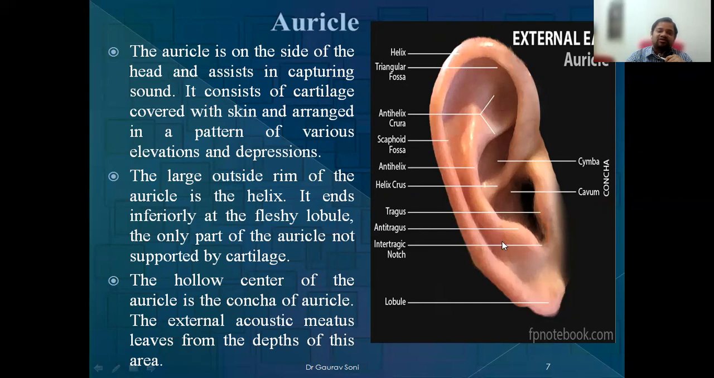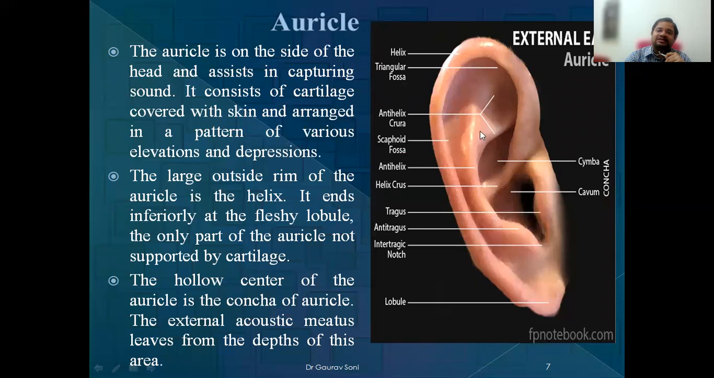The hollow center of the auricle is called the concha of the auricle. The external acoustic meatus leads from the depth of this area towards the inside. So what are the things which you have to learn? It's better you learn a diagram and follow the different structures from upside to downside. So this outermost ring will be the helix. Then below it there is a small triangular fossa.